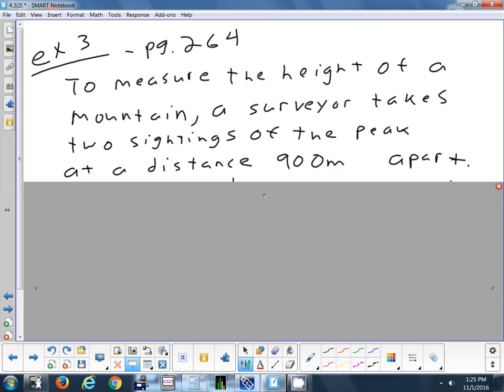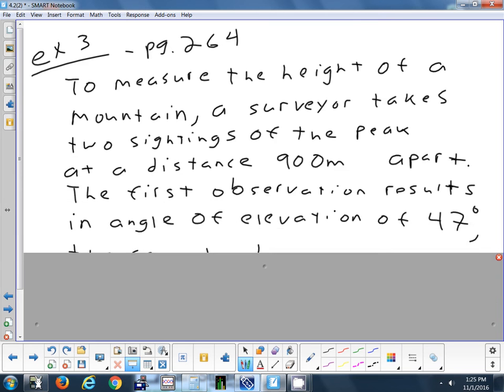So what this surveyor is going to do is take two sightings 900 meters apart. Okay, so they're going to stand in one spot, set up the tripod, shoot a laser to the top of the mountain, and it's going to tell them the angle to the top of the mountain. Then the surveyor will get in their car, drive 900 meters back, set up the tripod and measure the angle again. And just by measuring those two things, you know the height of the mountain. Or the computer on the tripod would be able to tell you.